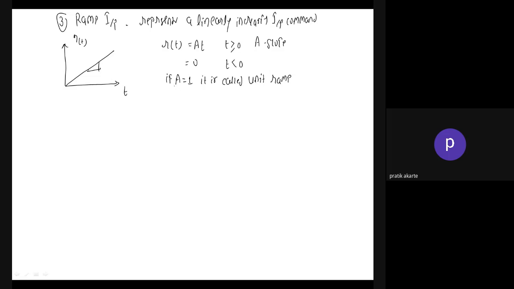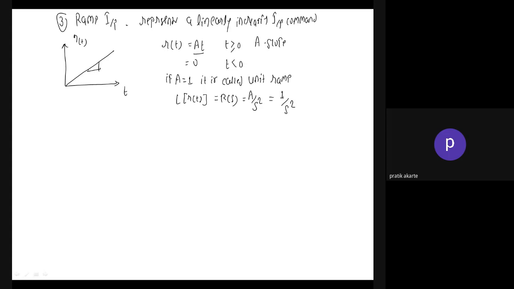Now if we take the Laplace of this r of t, which is r of s, it will be a upon s square. In case of unit ramp, if the slope is 1, it is 1 upon s square. Now when the system is subjected to ramp input, we need to study the system behavior for linearly increasing functions like velocity.